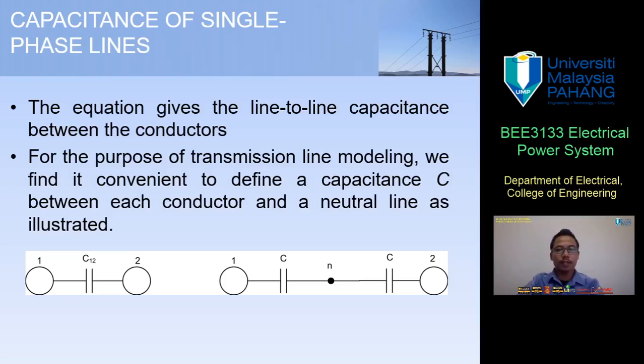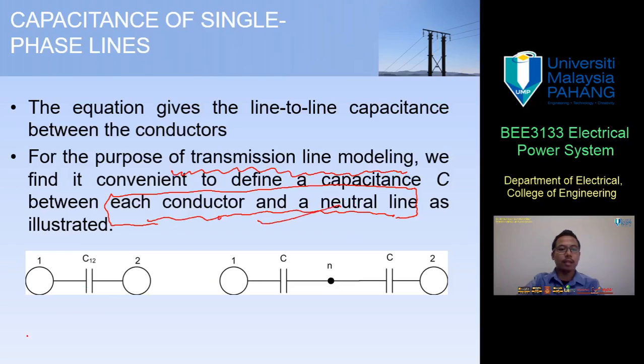So for the purpose of transmission line modeling, we find it convenient to define a capacitance C between each conductor and a neutral line. For the case of transmission lines only, we are going to redefine the capacitance C between the conductor and the neutral line.